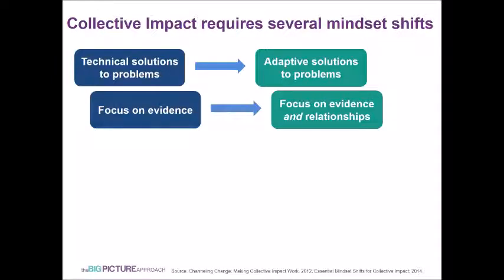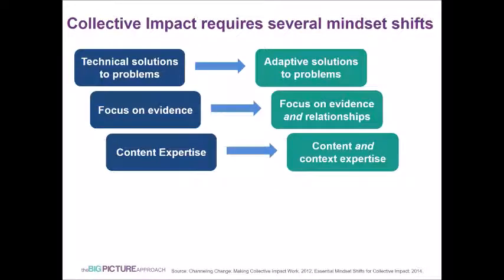A third mindset shift is not just having those that are day-to-day professionals in, say, the early childhood or childhood obesity space, but also those who have context expertise. So this could be youth with lived experience or family members who have a child that they want to achieve more success in literacy or whatever the issue might be that you're working on. And ideally, you would have a mix of both content and context expertise.